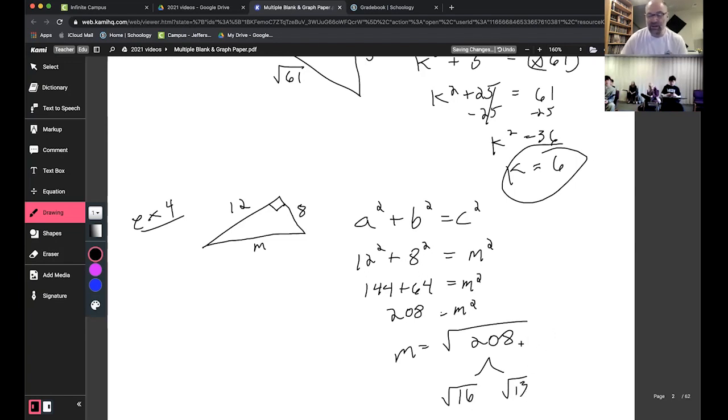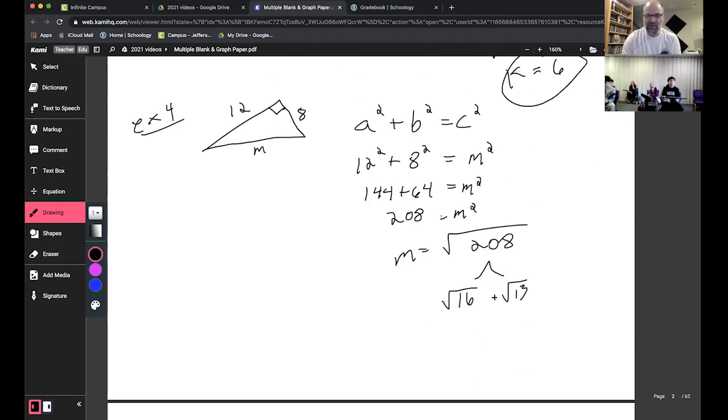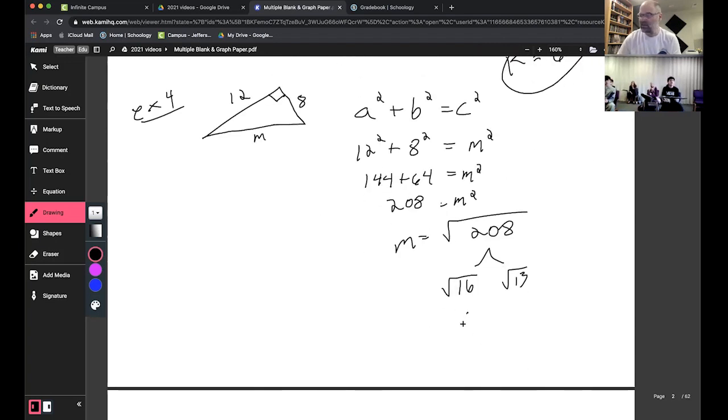So that's kind of a weird, I mean, it's hard to get there, but you just kind of have to go through that list of perfect squares and see what you think would go in there. Now, obviously, a perfect square like 25, well, 25 doesn't go into 208. So you can skip a lot of those perfect squares. But 16 goes in there 13 times. So square root of 16 is just 4. So your final answer is 4 radical 13. Does that make sense?